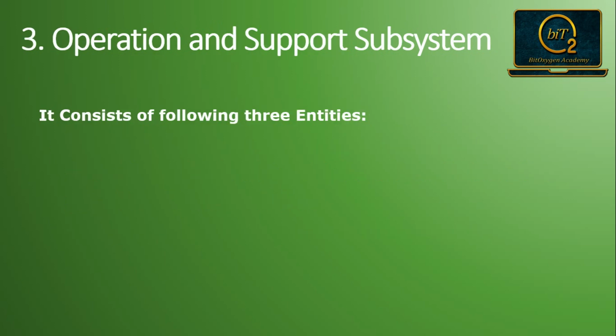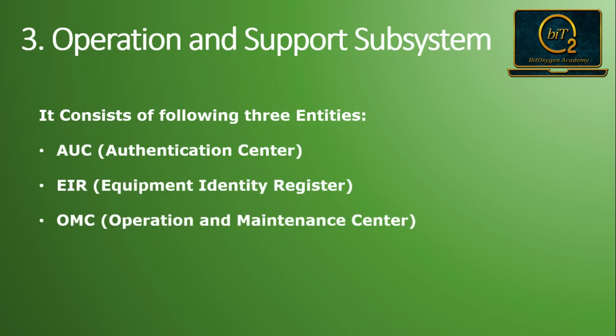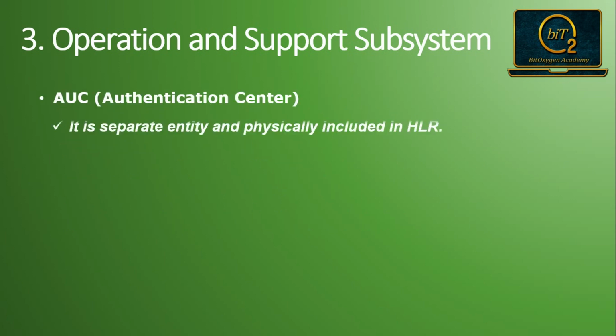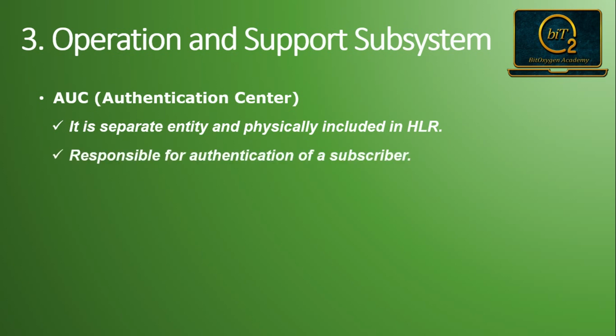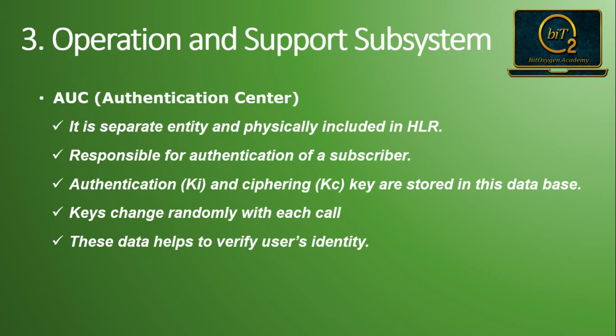Now let's discuss the third subsystem, that is OSS. The entities of OSS are AUC, EIR, and OMC. First, AUC, Authentication Center. This is a separate entity and physically included in HLR. It is responsible for authentication of a subscriber. This is a protected database and stores a copy of the secret key stored in each subscriber's SIM, like authentication and ciphering key. These keys change randomly with each call. This data helps to verify user's identity.